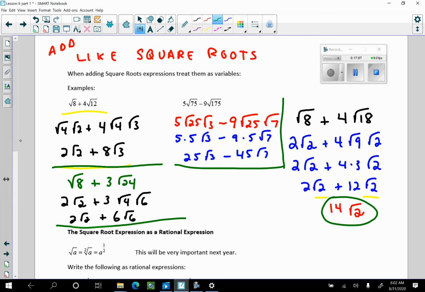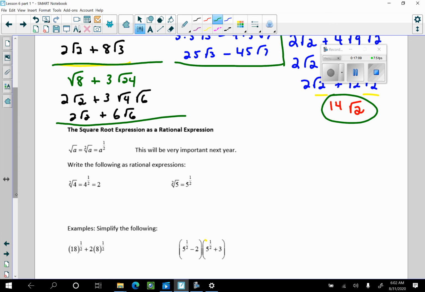So again, just to review. Here's a topic that is a review, also a review from Algebra 2, which is very important for next year. And that's this whole idea of the square root expression as a rational expression, with a rational exponent. We want a rational number as an exponent.